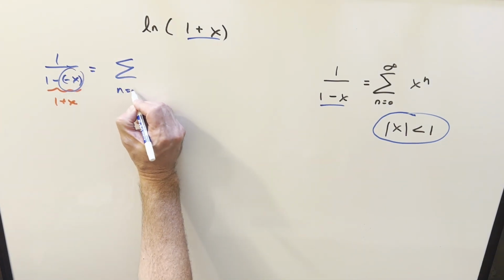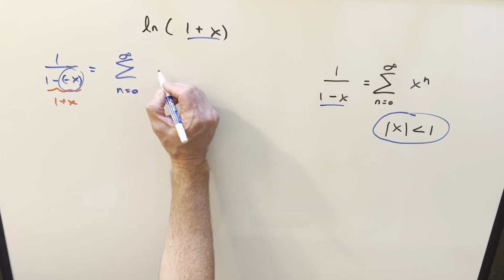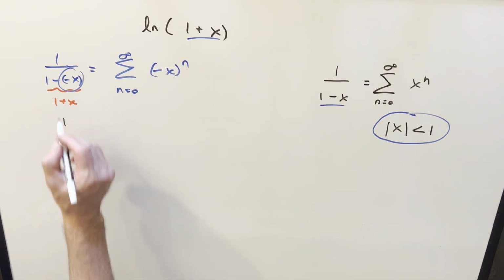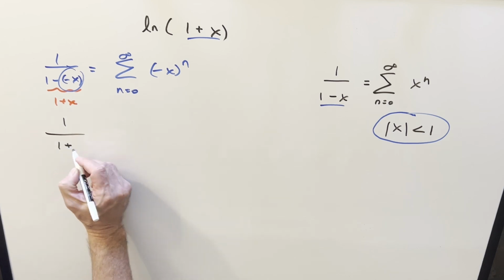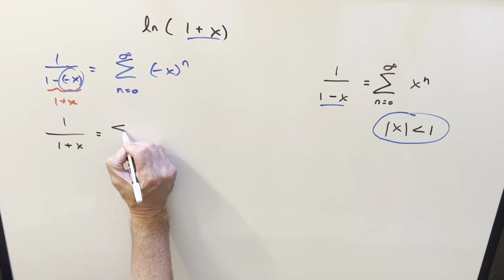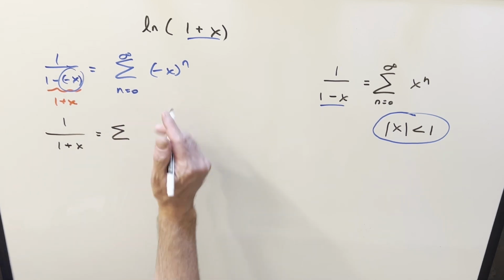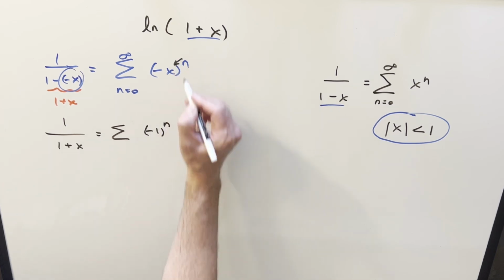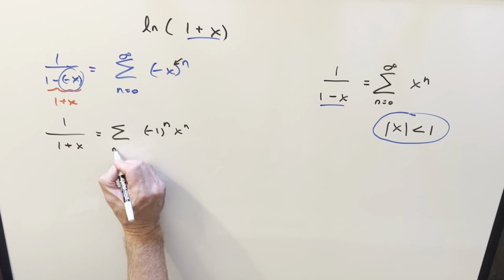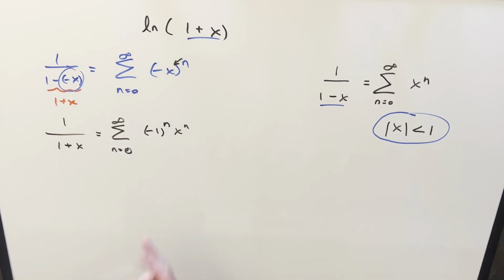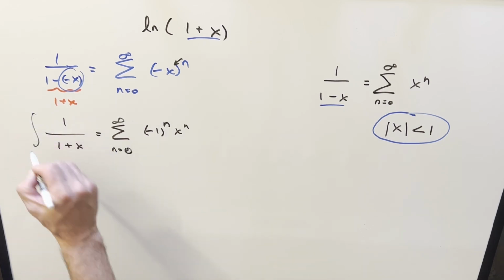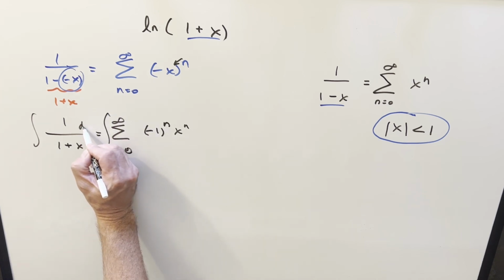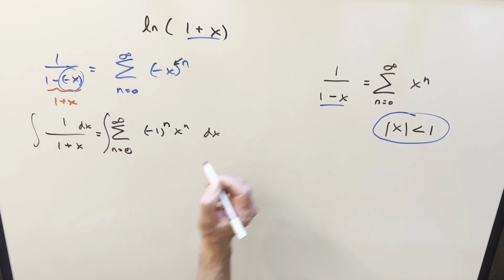So we have, this is going to be sum from n equals 0 to infinity of minus x to the n. And so let's just rewrite it a little different. This is the same thing as 1 over 1 plus x. And then here, for the minus x, I can split this out and write it as minus 1 to the n, just distributing in the exponent, times x to the n here. And then from here, what I want to do is integrate on both sides, so we're integrating with respect to x.